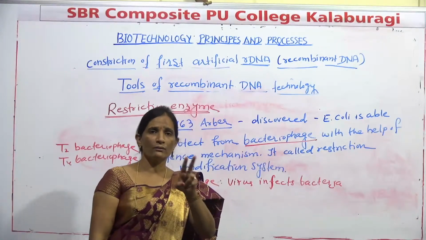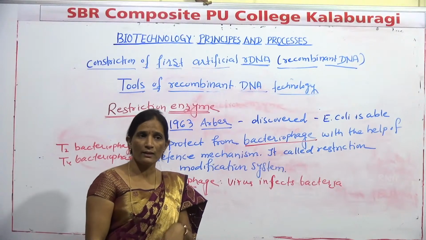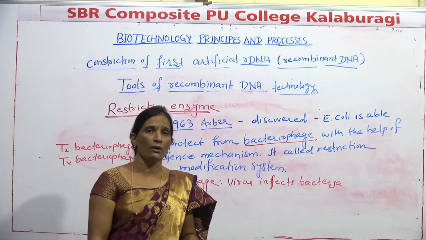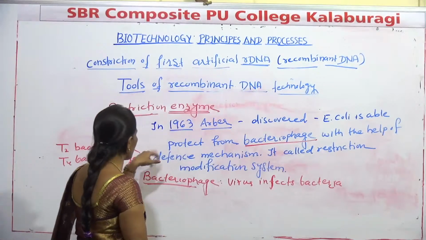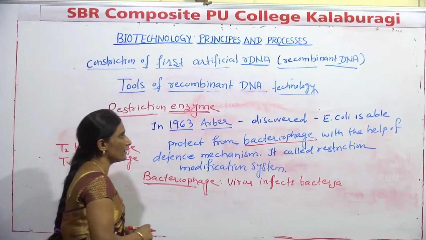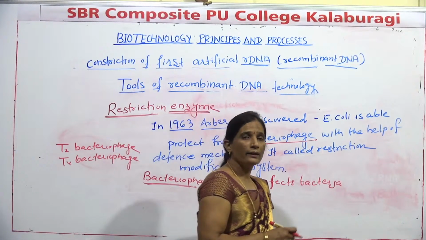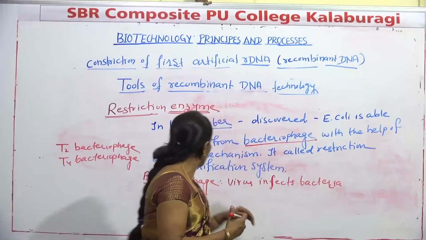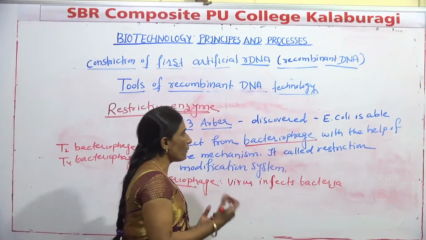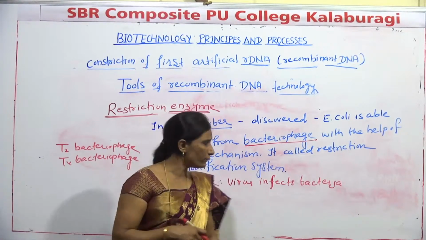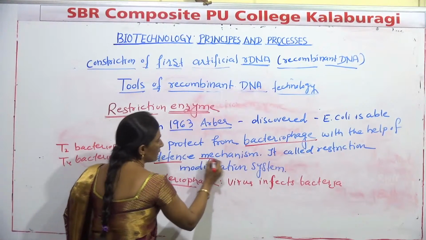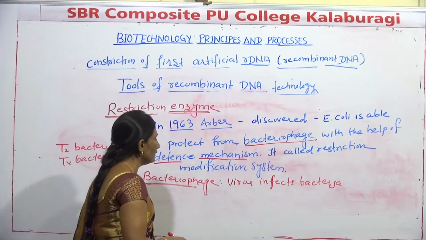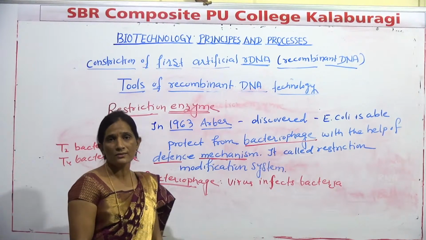There are two types of life cycles of bacteriophage. One is the lytic and the second one is the lysogenic. That is actually not necessary here. Just to concentrate, in the year 1963, Arber discovered that E. coli bacteria is able to protect itself from bacteriophage with the help of a defense mechanism. The defense mechanism is called the restriction modification system.